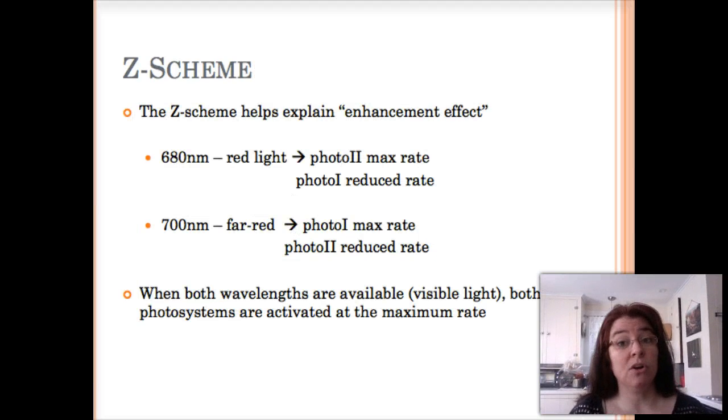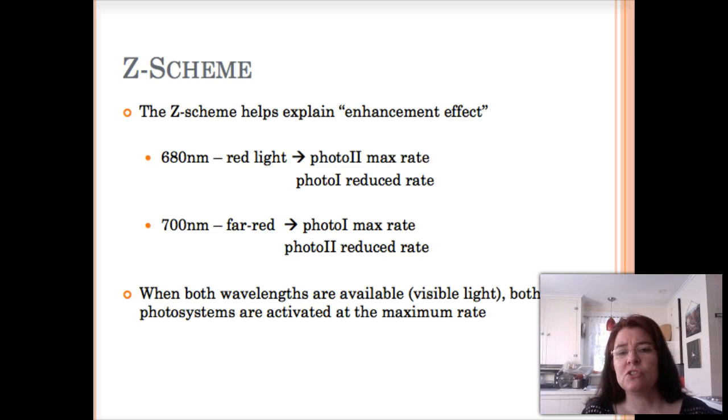Now, I wanted to say a word about the two reaction centers and why we call them P680 and P700. The Z scheme, when it was first identified, helps explain something that we see in photosynthesis called the enhancement effect. 680 and 700 actually refer to wavelengths of light. 680 nanometers is right in the area of red light.